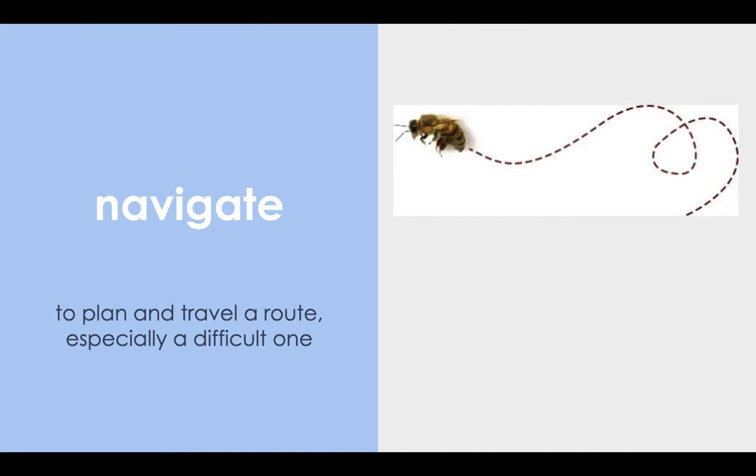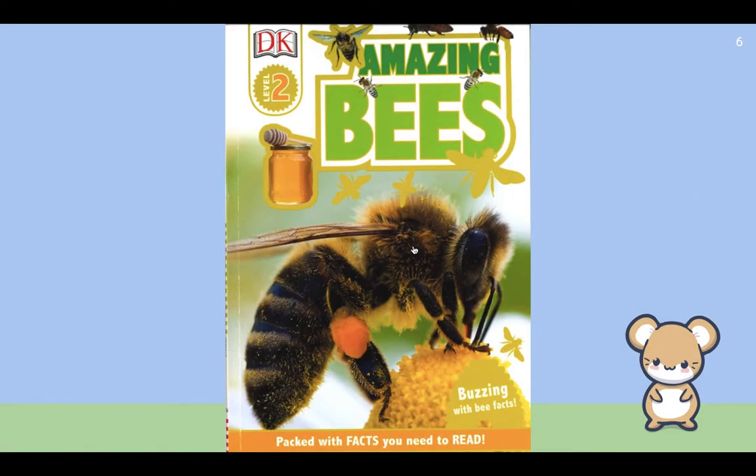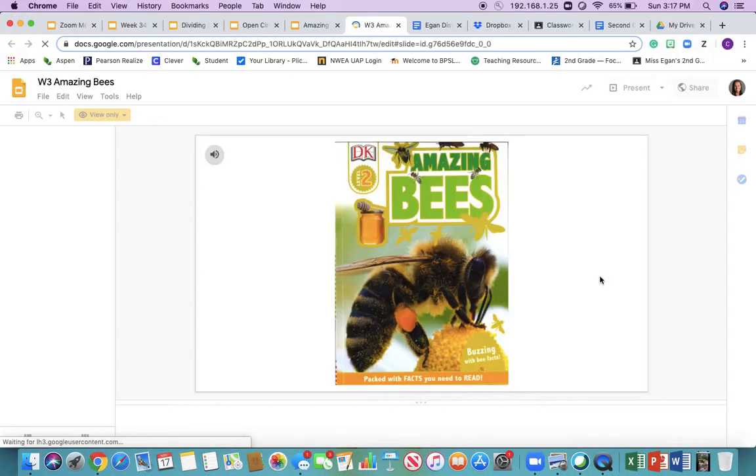The third word is navigate. Navigate means to plan and travel a route, especially a difficult one. And we'll see that bees oftentimes do have to navigate difficult routes. A route is like a path. You can see here with the lines behind it. All right, we're going to go ahead and read chapter 1 of Amazing Bees today.